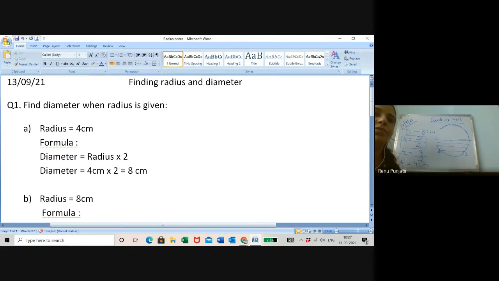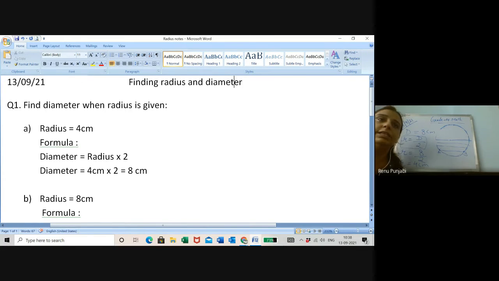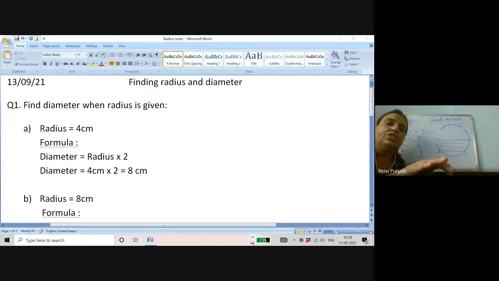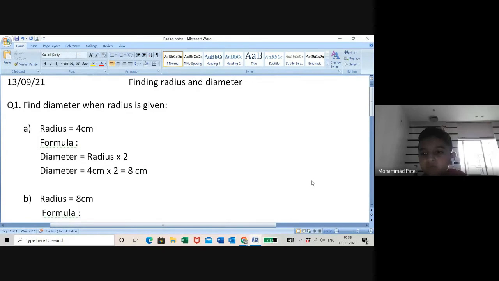Whichever unit you use for the radius, you have to use the same unit in the answer for the diameter. You said radius is 32, diameter will be 64, but what unit? Centimeter, meter or inches? Whatever unit I tell you, you use the same unit in the answer. Got it, students? Okay, ma'am. Centimeters.